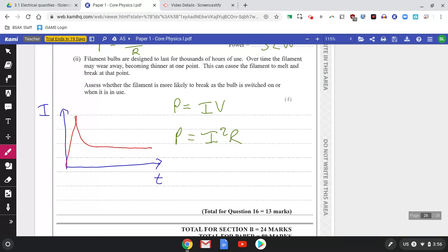And then finally, we could use the third equation, which is V squared over R. Again, V's constant, 240 volts. If we have a small resistance when we first switch it on, we're going to have a big power, aren't we? So if we look at each of these three equations, we will see a small resistance at the start will lead to a large amount of power, a large amount of heat per second dissipated in the filament, so it's more likely to blow.